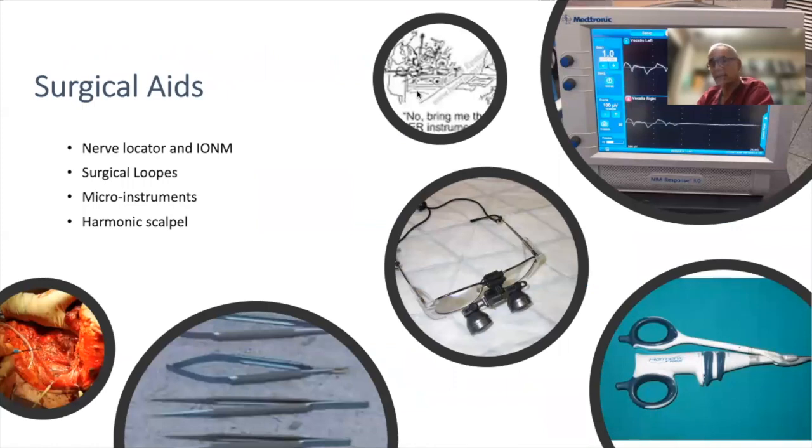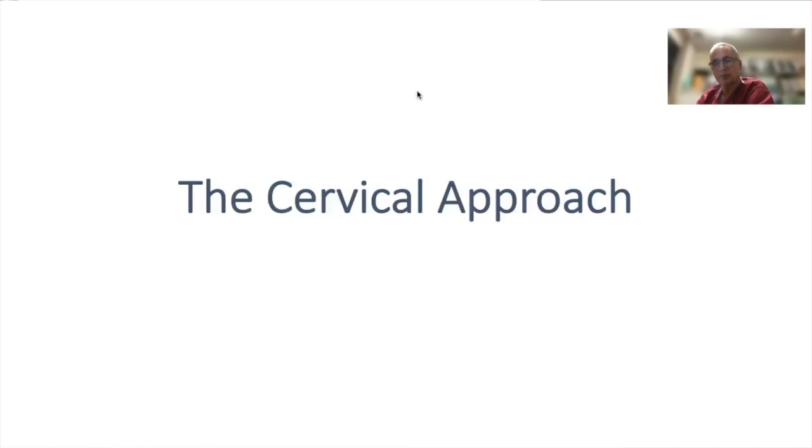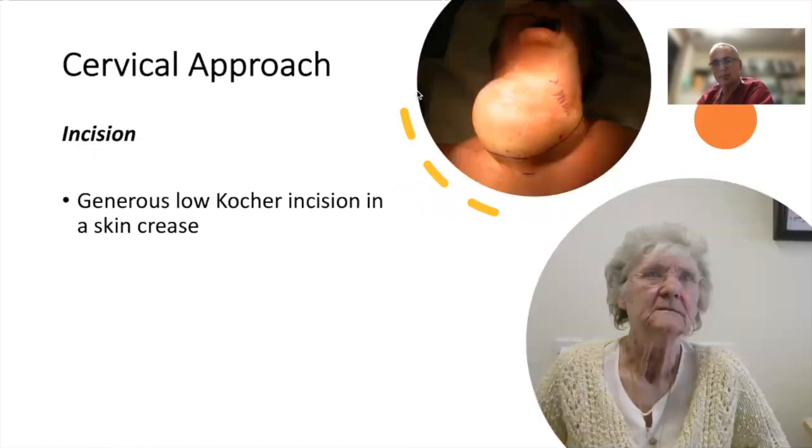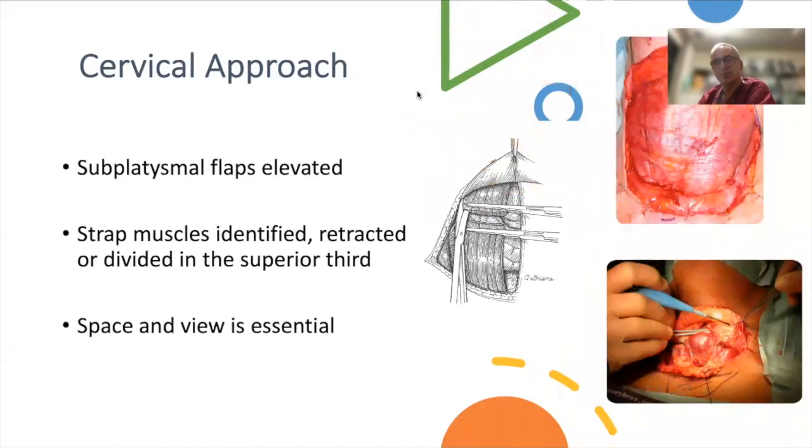Yes, and then power instruments such as the harmonic scalpel. So how do we do the cervical approach? Basically, we make a generous incision. We then elevate the subplatysmal flaps. We identify the strap muscles, and we often need to divide them.